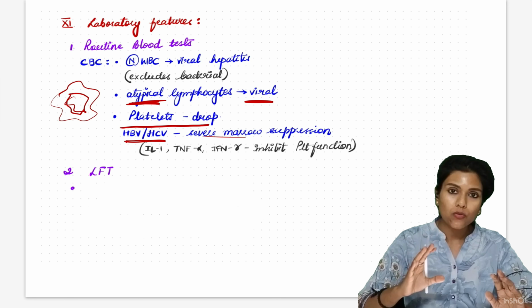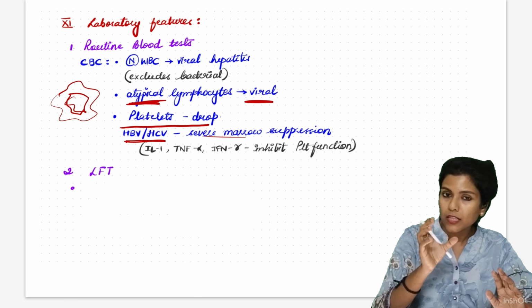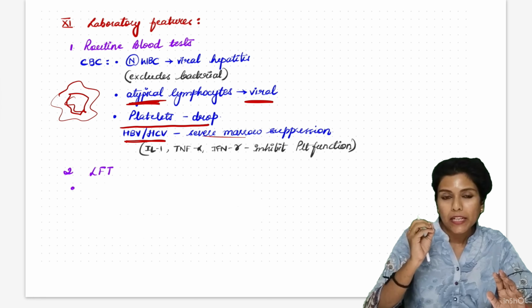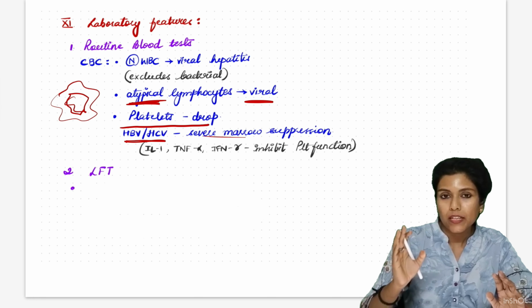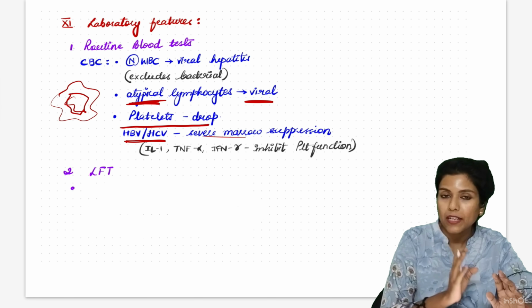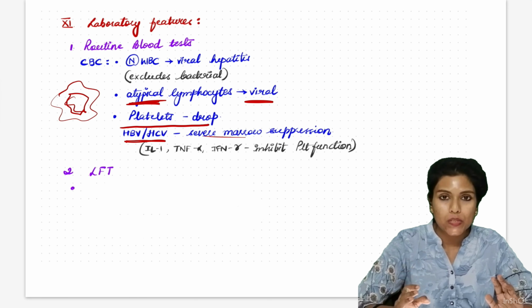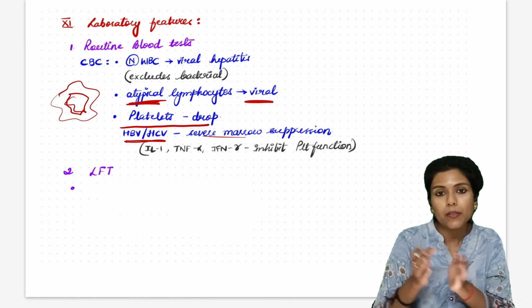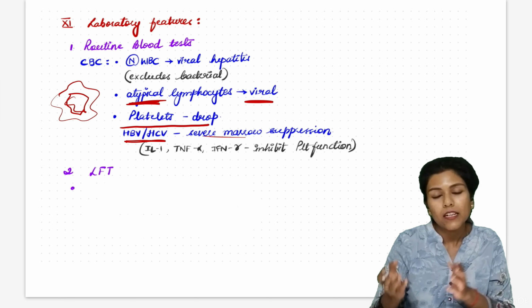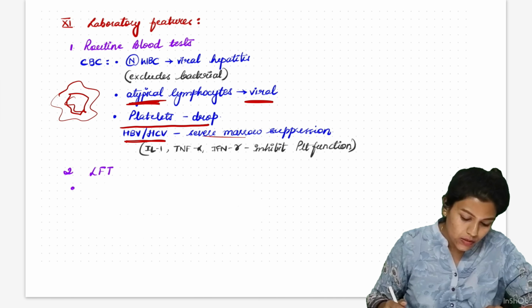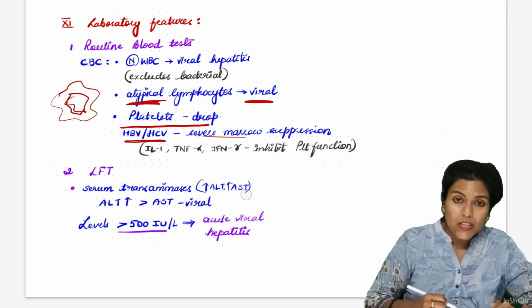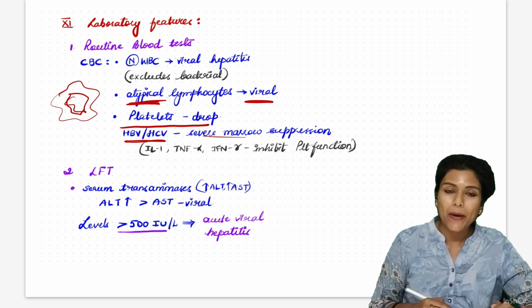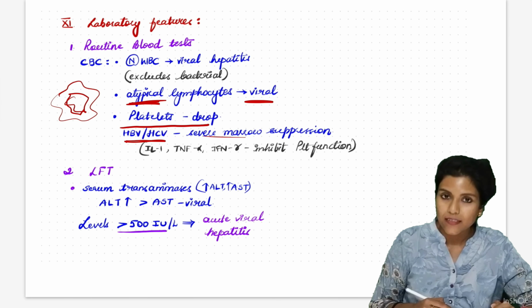So the complete blood count will show, because it is viral, WBC will be normal, atypical lymphocytes present, and the platelet count will go down. Platelet count will be low, especially with hepatitis B, hepatitis C because of marrow suppression. And also the inflammatory cytokines will inhibit the platelet function. Whatever platelets are present, their function will be inhibited. Coming to the liver function test, as we have discussed a number of times, the serum transaminases rise because hepatocytes undergo degeneration, the cell contents leak out.